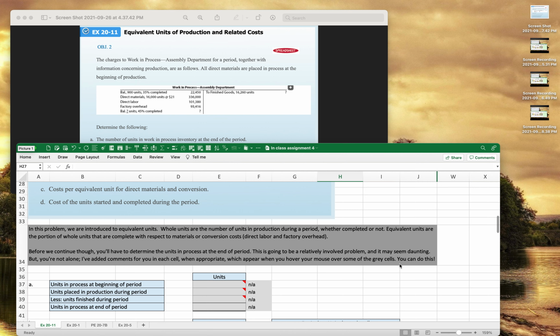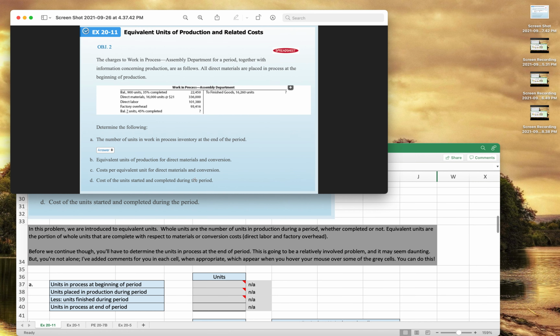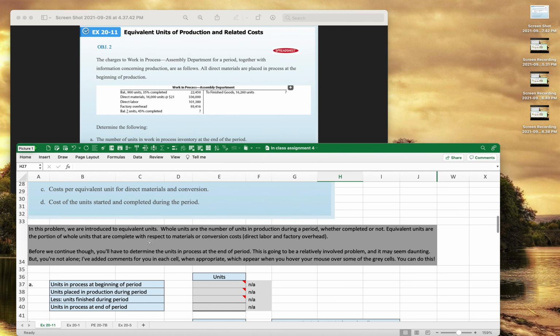Before we get that far, let's take a look at part A in this problem, where it asks us to calculate the number of units in work in process inventory at the end of the period. Notice there's a question mark here. They don't actually tell us, and we have to compute that.